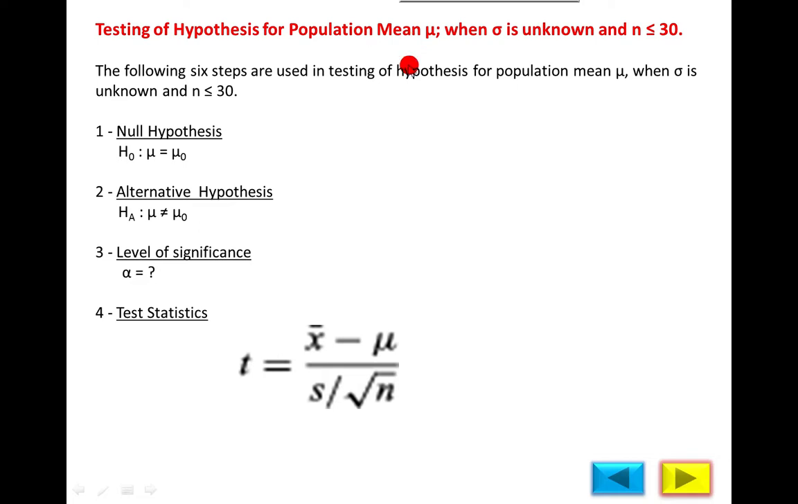This is the testing of hypothesis for mean when sigma is unknown and n is less than or equal to 30. This is the condition, because if sigma is known, we use another method, or if n is more than 30, we use another method. If both conditions are satisfied, when sigma is unknown and n is less than or equal to 30, for testing of hypothesis for mean, we use this statistic. This test is also called the t-test, or in general you can say test statistic.